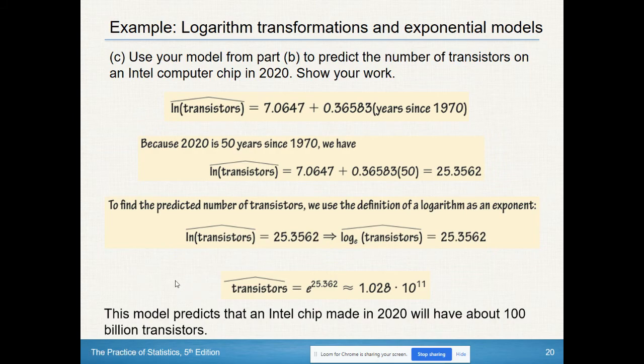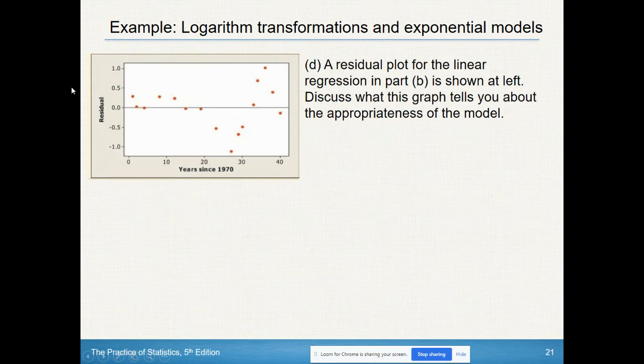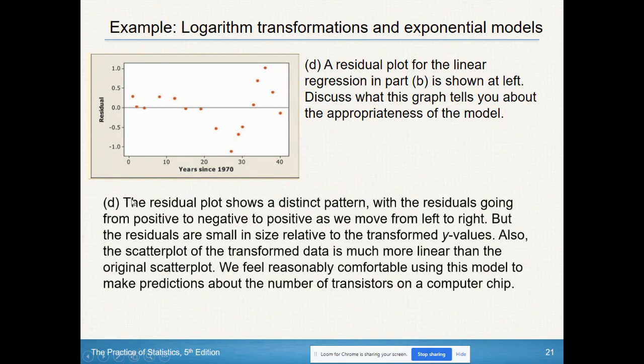I'm not sure. Alright, so a residual plot of the linear regression in part B is shown to the left. Discuss what this graph tells you about the appropriateness of the model. Well, the residual plot shows a distinct pattern, with the residuals going from negative to positive as we move from left to right. But the residuals are small in size relative to the transformed y values. Also, the scatter plot of the transformed data is much more linear than the original scatter plot. We feel reasonably comfortable using this model to make predictions about the number of transistors on a computer chip.